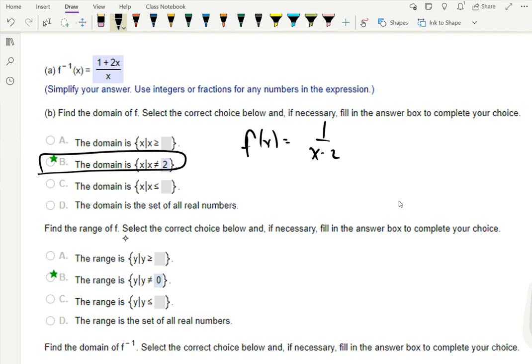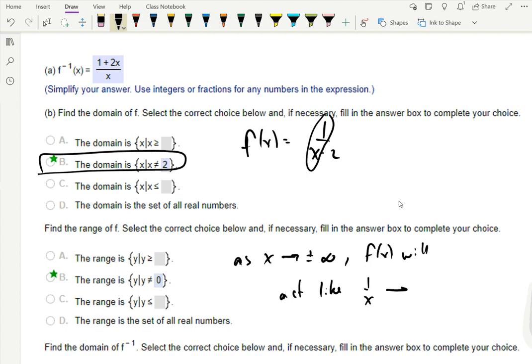Now we want to find the range of f. This is a rational function, and one of the things we looked at in a previous video is end behavior. So as x approaches positive or negative infinity, f of x will act like whatever our leading or highest degree terms are in both numerator and denominator. So it's going to act like 1 over x. And as x gets really, really big, 1 over x is going to approach 0. It's not going to be 0, it's going to approach 0. So that's going to end up being a horizontal asymptote.